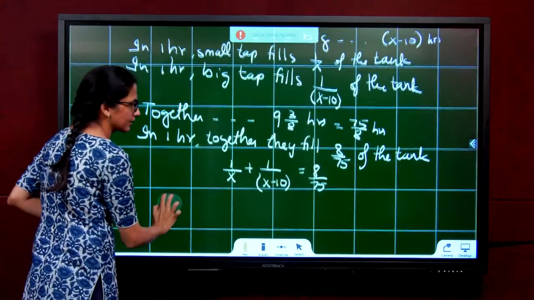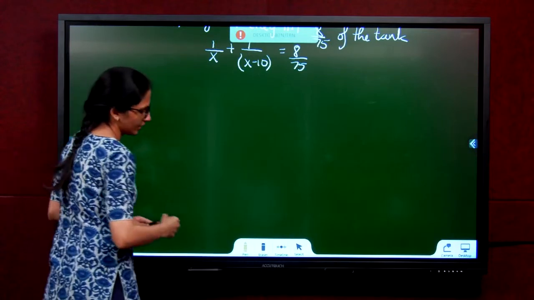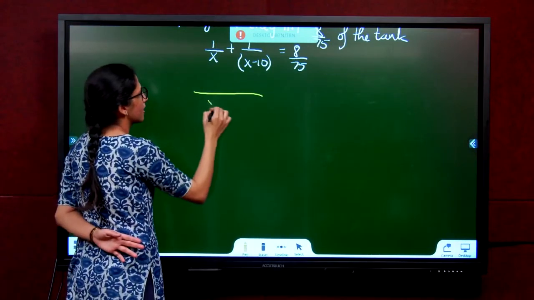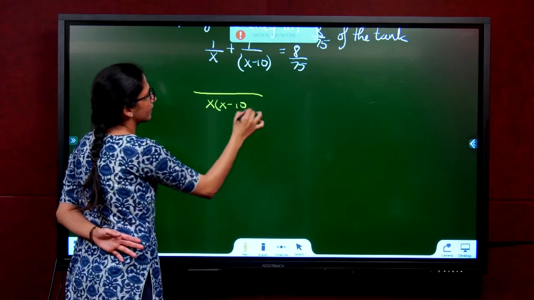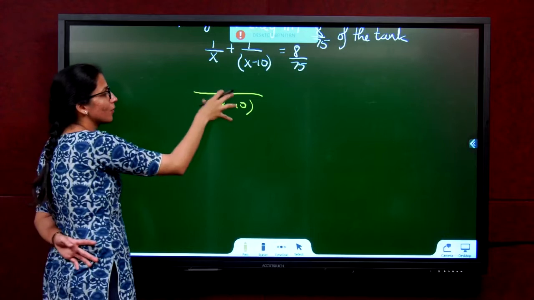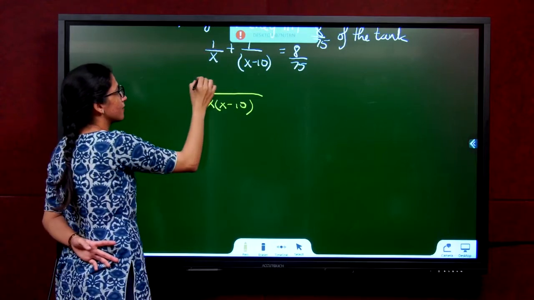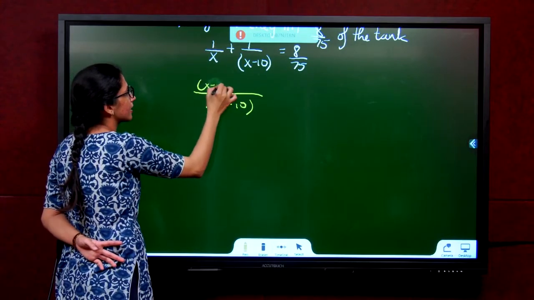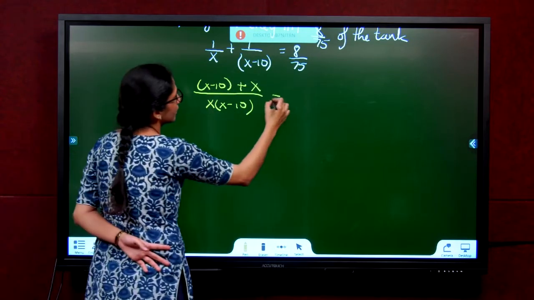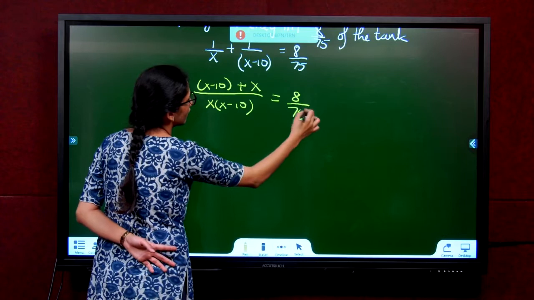Now, what do we do next? We take the LCM. What's the LCM here? x into x minus 10. I will not be writing it step by step here; you all know you want x into x minus 10. So multiply and divide with x minus 10 here, and multiply and divide with x here, is equal to 8 by 75.